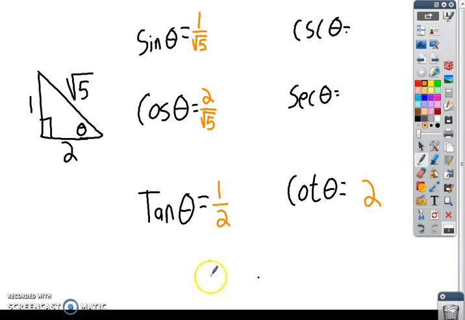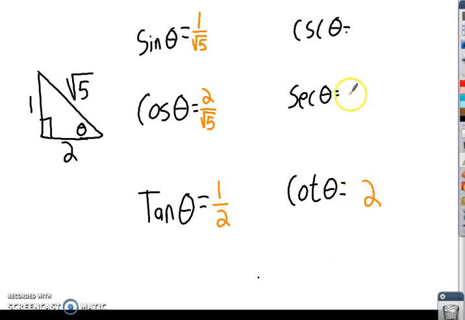Now secant over here is the reciprocal of cosine. Notice how I write these out as well. I write the big three on the left, sine, cosine, tangent, and then I write the other three over here in this order because their reciprocal is right next to it. It makes it much more visually appealing to do. That's root 5 over 1, or just root 5.